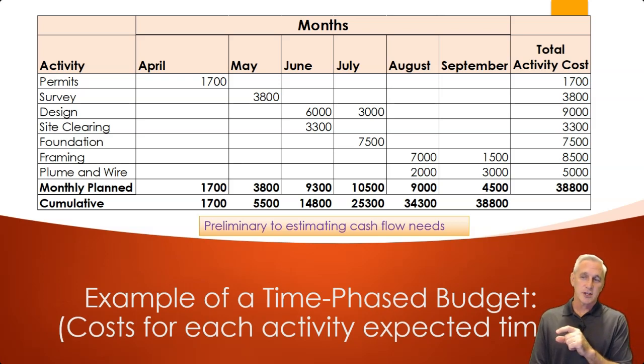Then we also have a cumulative tracker on the bottom below that. So we started the first month, spent $1,700. It's $1,700. The next month though, we're going to add the amount that we're spending in May to the amount that we are spending in April. Then we get $5,500, and so on. Now, if you do it right, your final month of activity in a project on your cumulative, the $38,800 should actually match your total activity cost.